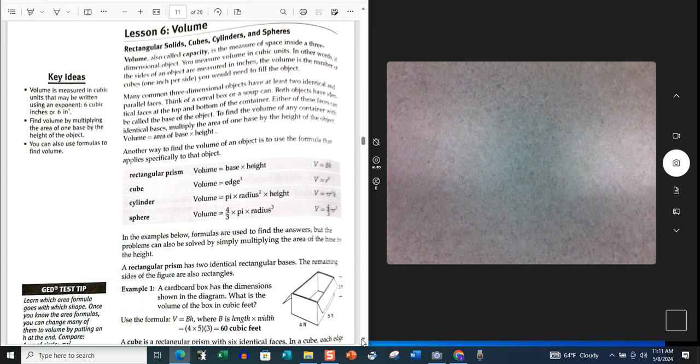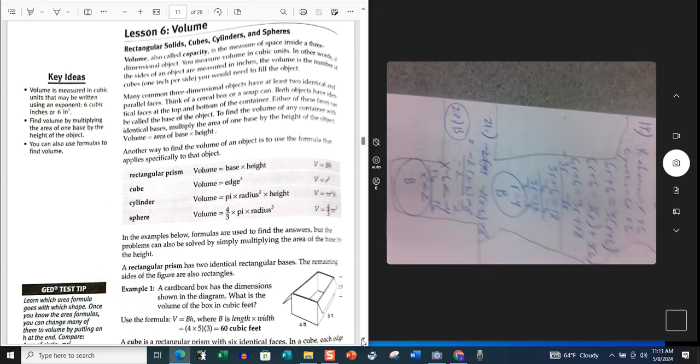Another way to find the volume of an object is to use the formula that applies specifically to that object. Now, I'm going to table the rectangular prism for right now, but for the cube, the volume is equal to the edge, or you could say the side, to the third power. The cylinder is pi radius squared times the height, and the sphere is 4/3 times pi times radius cubed. Now, for the rectangular prism, I'm going to give you a different formula because I think it's easier, even though it means the same thing.